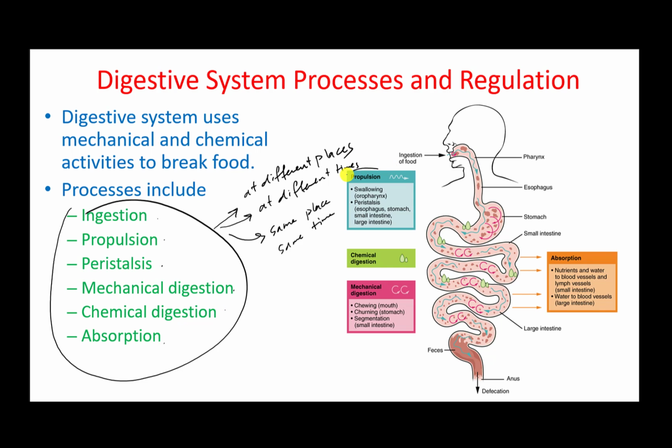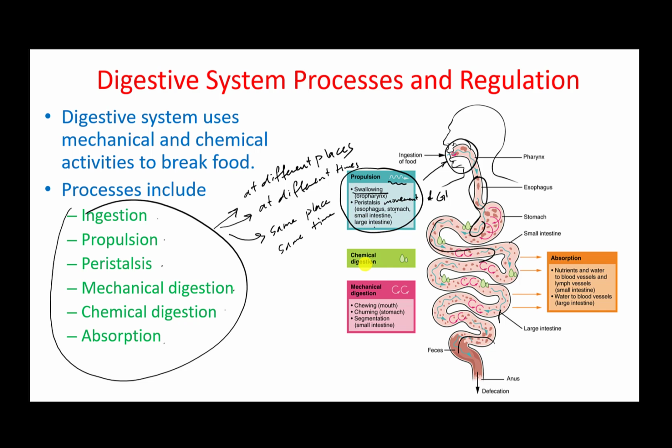We have, for example, propulsion. This is simply like pushing the food through the canal. It happens at the mouth, it happens at the esophagus, the stomach, the intestines, the small and large, and even to the rectum. And for propulsion, we have the swallowing, which is of course happening at the mouth, and then the peristalsis. This is the movement of these organs, the GI organs, which will again keep the food being pushed forward. This is having the esophagus, stomach, small and large intestine.